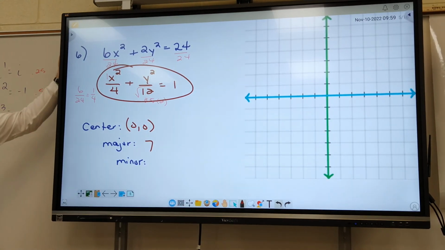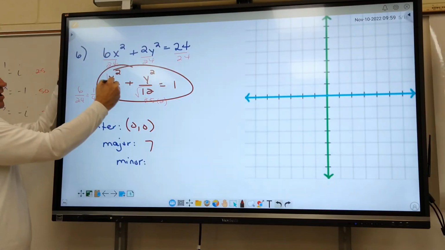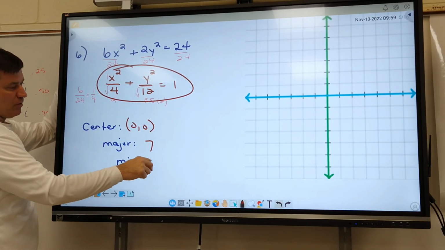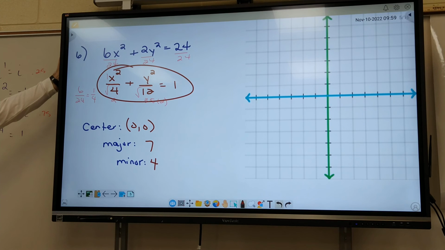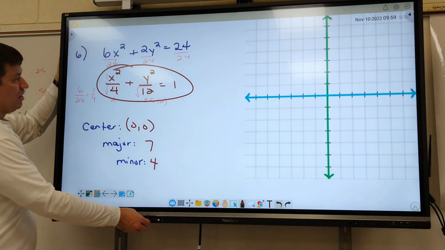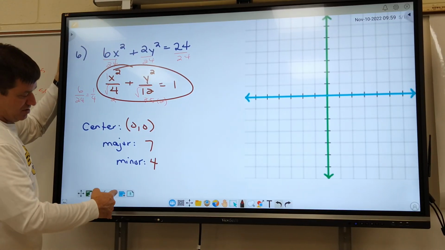Isn't the 4 just going to end up being 4 again? Let's see. Square root of 4 is 2. Double it's 4. Yep. Minor's 4. Length of the major axis is 7. Length of the minor axis is 4. Okay. So 6, we're good.